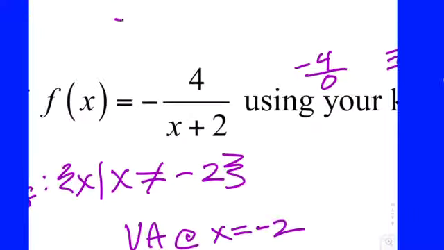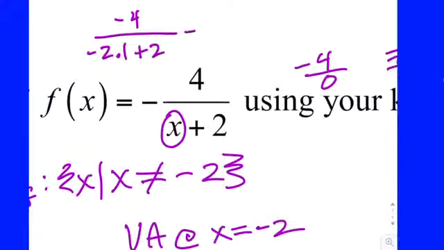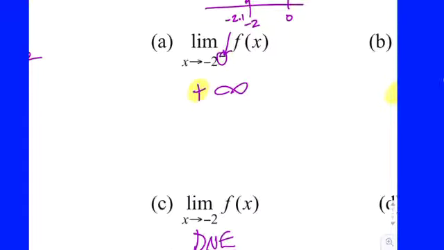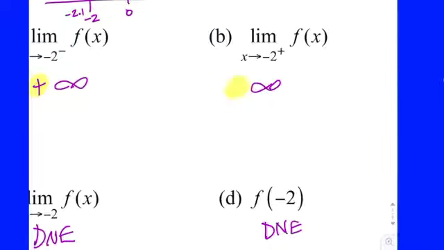Come back over here and plug it in. That's negative 4 over, plug it in for x, negative 2.1 plus 2. All we need to look for is the sign. The top is negative, and what's the bottom sign? Negative 2.1 plus 2 is what? It's negative. What is a negative divided by a negative? Positive. There you go. That's the sign of your infinity. You know it's some type of infinity. Plug in a number just to the left and figure out the sign. And we'll do the same thing here.